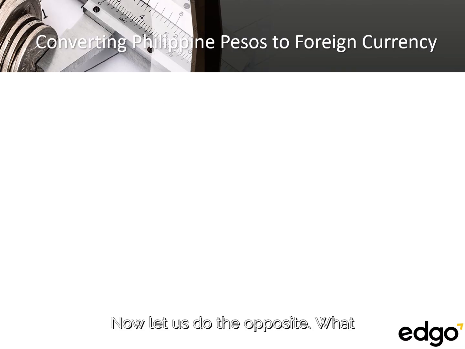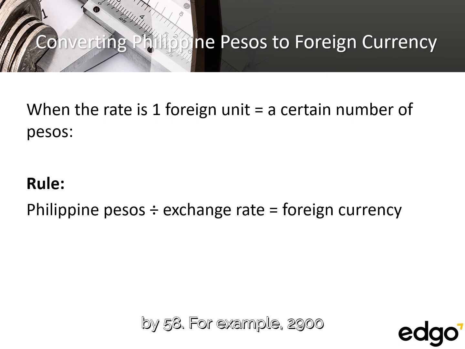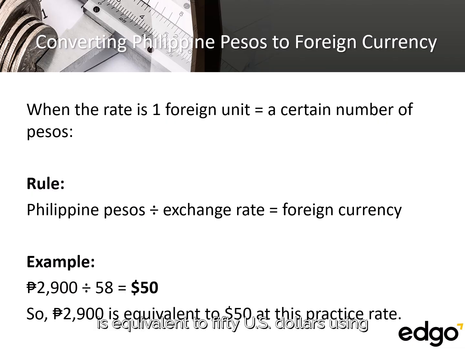Now let us do the opposite. What if we know the amount in Philippine pesos and want to find its equivalent in US dollars? Our exchange rate is still $1 equals 58 pesos. This time, we divide the amount in pesos by 58. For example, 2,900 pesos divided by 58 equals $50. So, 2,900 pesos is equivalent to 50 US dollars using this practice rate.